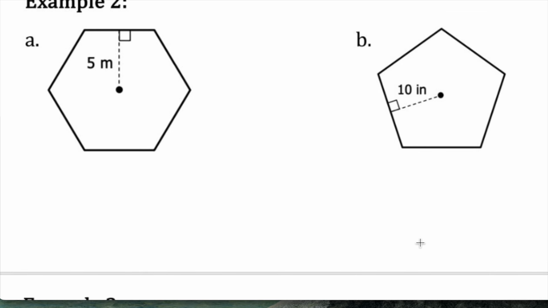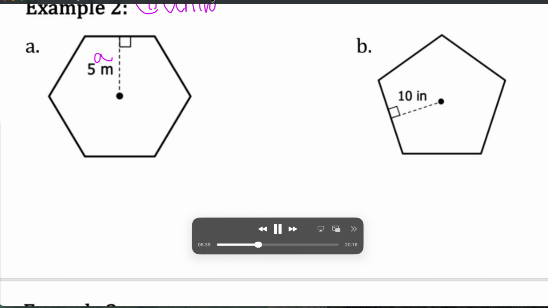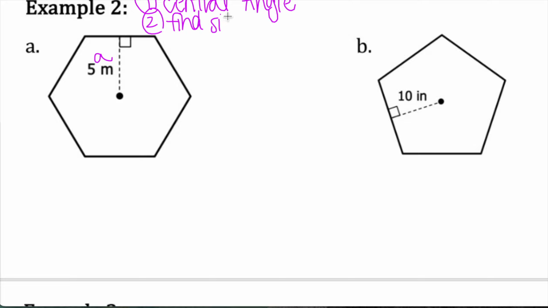Example 3, this is where we're now given the apothem but no side length, so we're going to do a few different things here. What we're going to need to do is think about trigonometry, so SOHCAHTOA, sine, cosine, tangent. Also thinking about finding my central angle as well. Okay, so the first step we're going to do is find that central angle. Step 1 is finding your central angle. That is taking your 360 divided by the number of sides, and then you can use that central angle to help you find your side length.